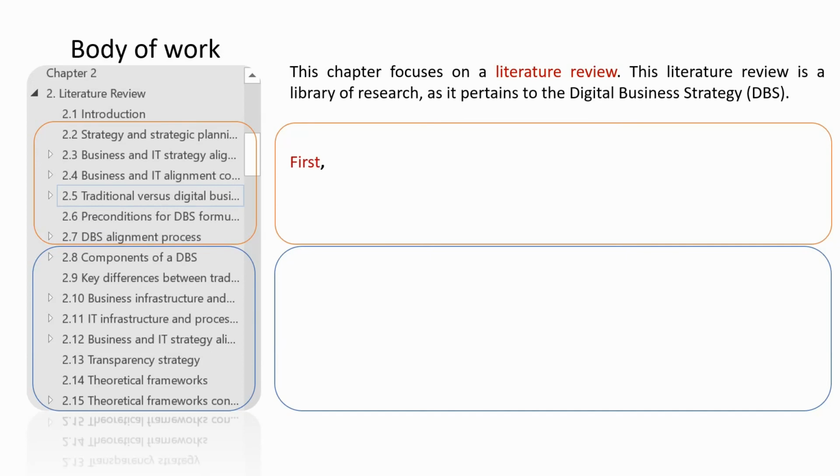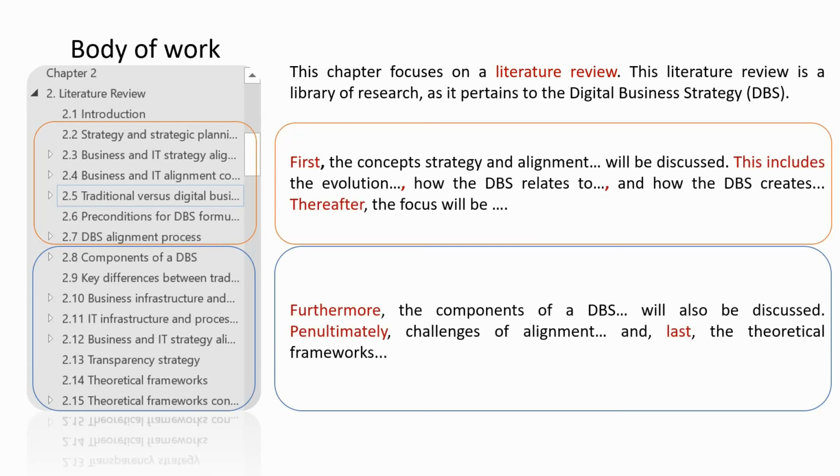Since we have to introduce a lot of ideas in this section, we must be careful not to continue with linking our sentences to each other in the form of secondly, third, fourth, fifth, because this too will irritate the reader. If you have a small number of things to introduce, then that sequencing will certainly work. But with a large set of ideas like this, linking words such as this includes, furthermore, penultimately, and last would be more appropriate.